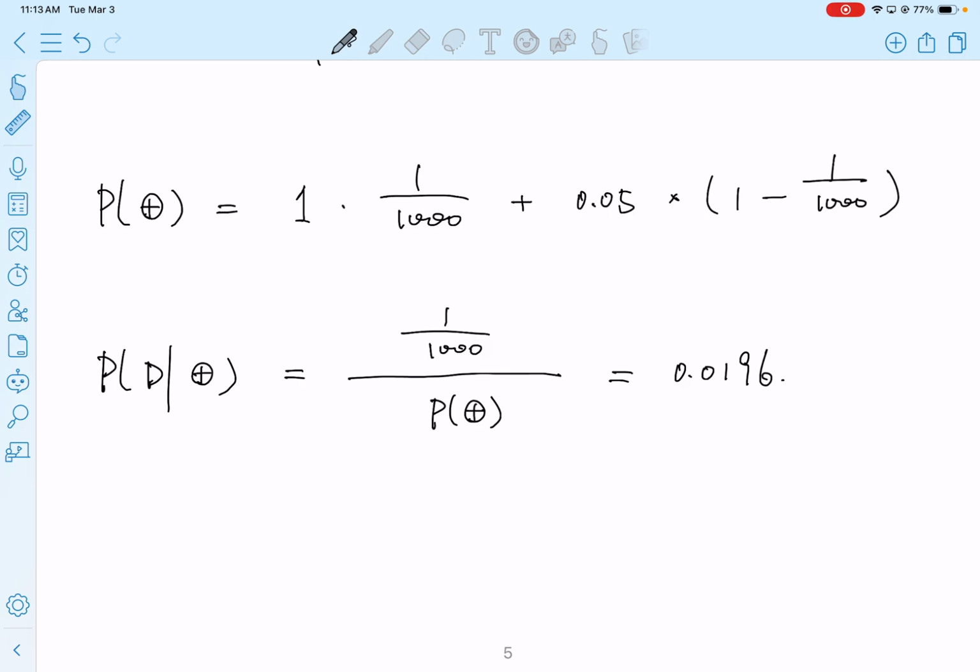So during COVID, you probably did the test yourself. If you obtain a test that is positive or negative, the question is whether you really have the disease or not. So in our case, the probability is 0.0196. Let me just ask an intuitive question: is this probability large or small? Small, right?